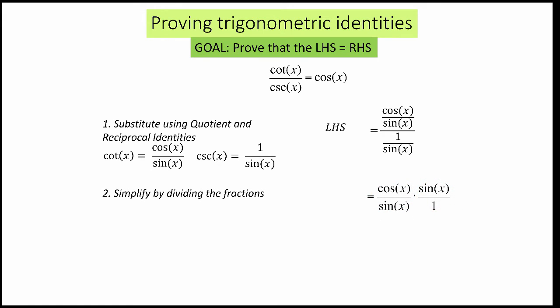And I'll go ahead and try to simplify that, and I can see that the sine in the denominator will cancel out the sine in the numerator. And so after I've done that simplification, I am simply left with cosine of x, which happens to be my right-hand side. So I have proved that the left-hand side is equal to the right-hand side.